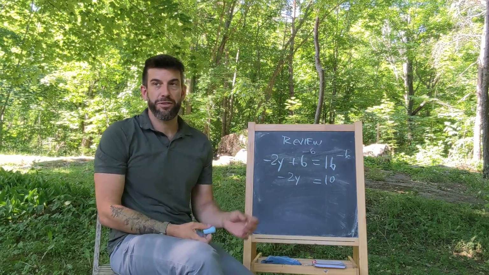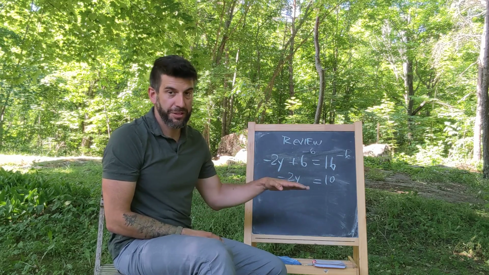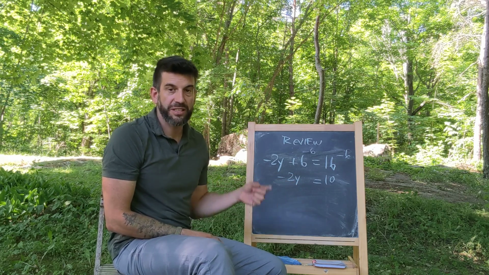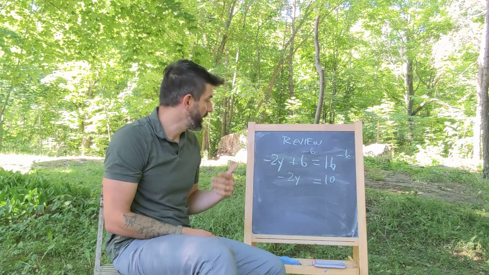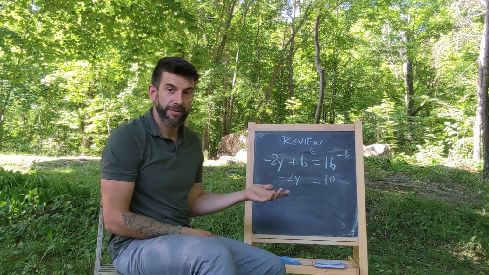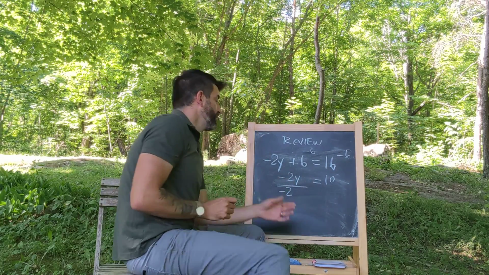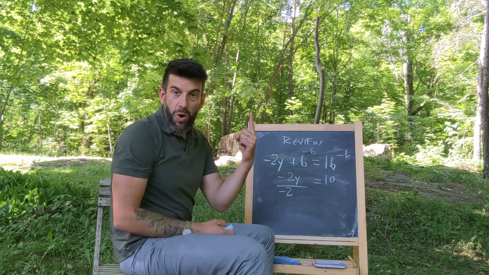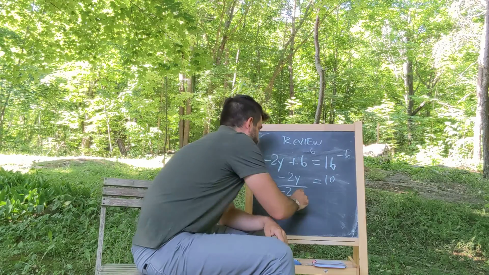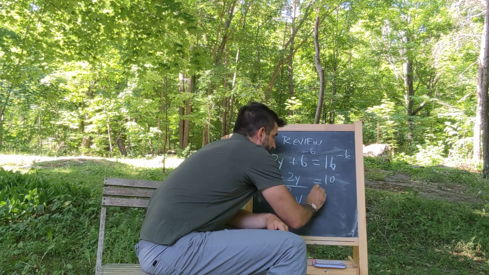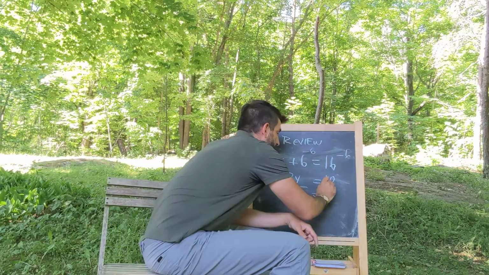How do I get negative 2y by itself? I don't divide by 2, I have to divide by negative 2. When you take a negative number and divide by a negative number, you get a positive number. That's that weird thing we just went over. Negative 2 divided by negative 2 equals 1. 1 times y equals y. Over here, I have to divide by negative 2. Remember I said I would.